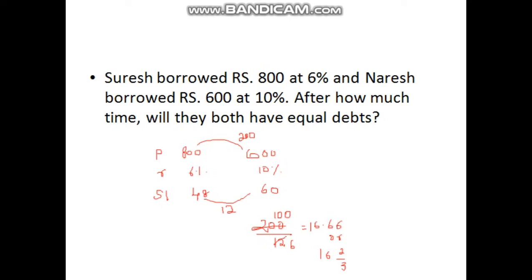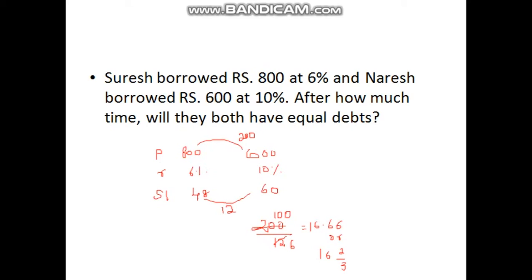For 1 year, what will be your simple interest? 6% of 800 is nothing but 48 rupees. And 10% of 600 is nothing but 60 rupees. Now you know principal, rate of interest and simple interest per annum. So you will have to find the difference in both principals, because only when you know how much principal and how much simple interest they differ, we can find the number of years at the point of time where they will have equal debts. So we'll find the difference between the two principals. 800 minus 600 is 200.